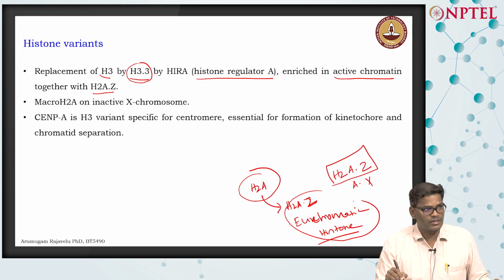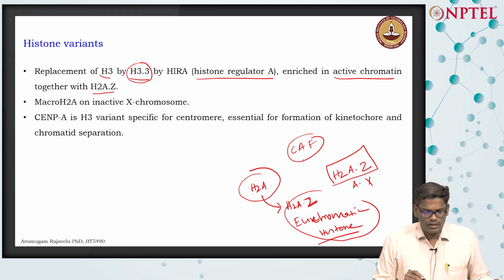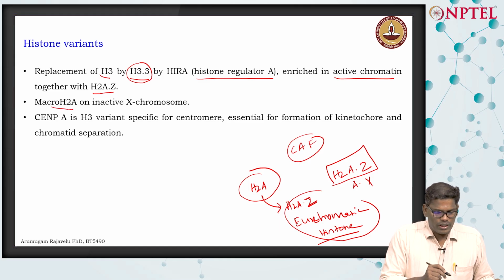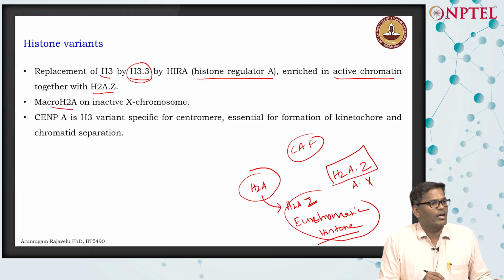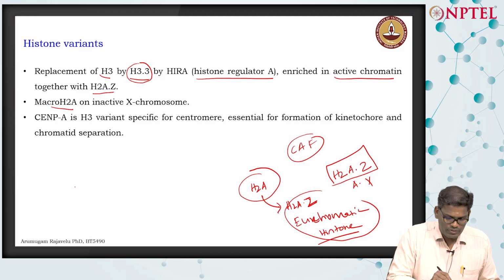But again, it doesn't do it just like that. It needs a lot of factors, such as chromatin remodeling factors and chromatin assembly factors, which I'll briefly tell you about. The macroH2A is an important variant, mostly present only on inactive chromosomes.